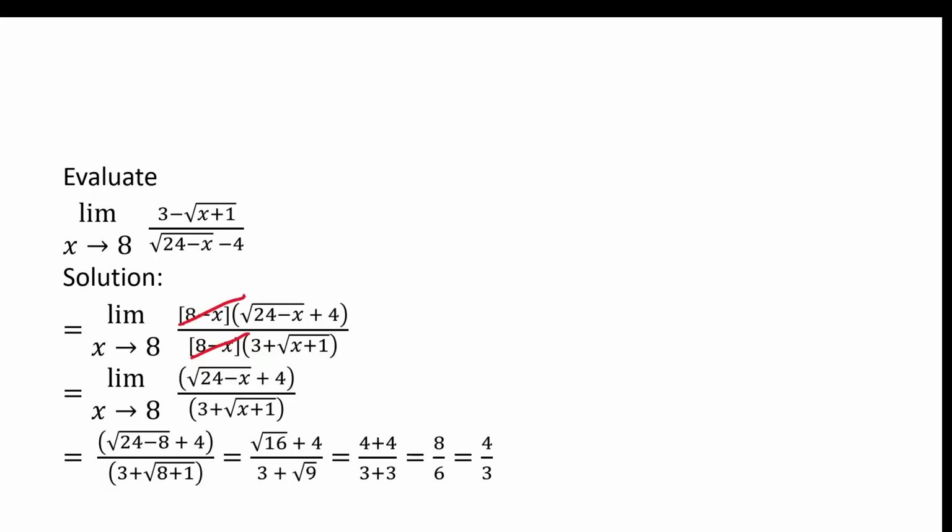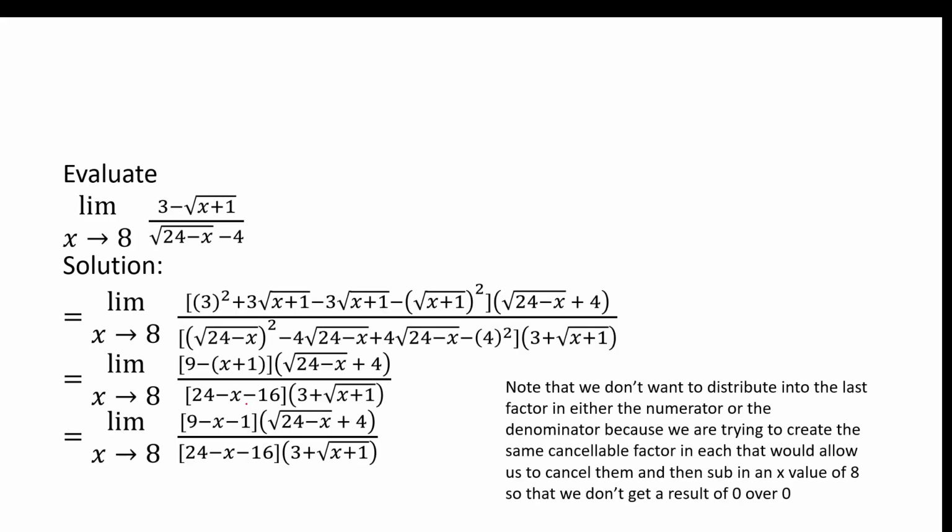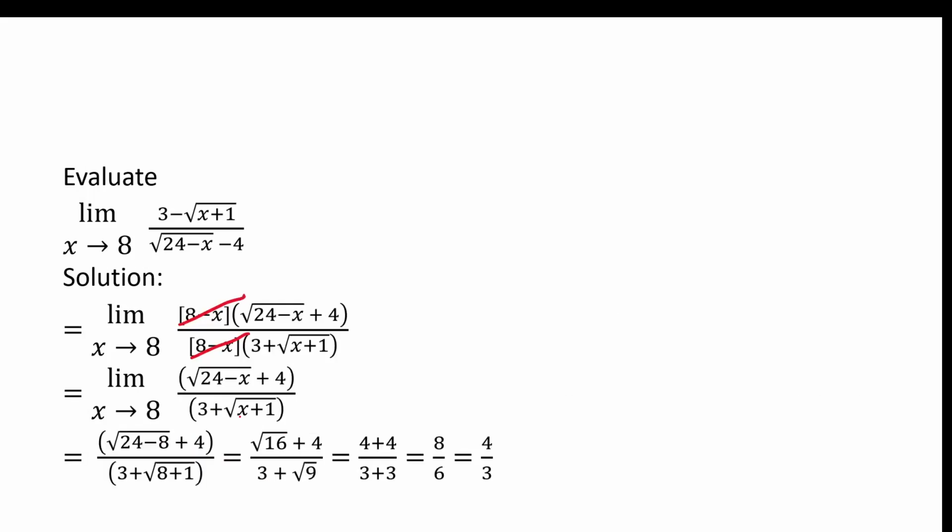Okay, so what ends up happening is this 9 minus x minus 1 is actually the same as 8 minus x. And 24 minus x minus 16 is actually the same as 8 minus x. And so that's what we have. We can actually cancel these two factors out. And we still have x's in our expression, so we're still going to have a limit as x goes to 8.